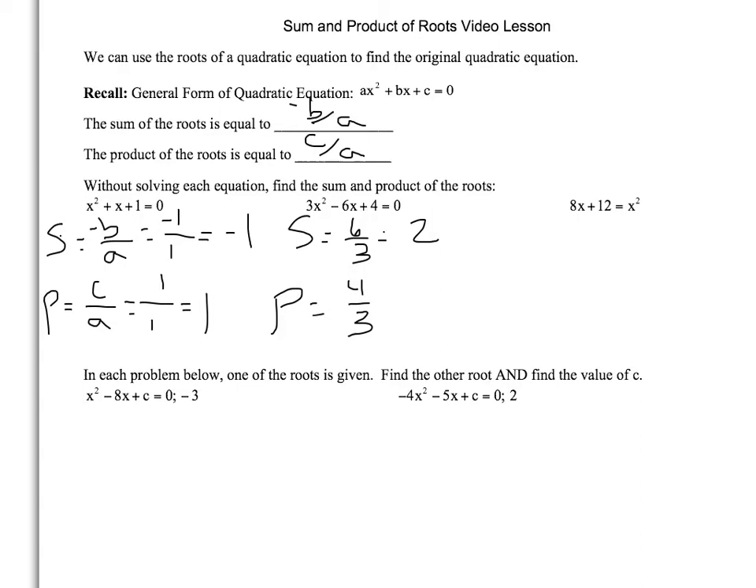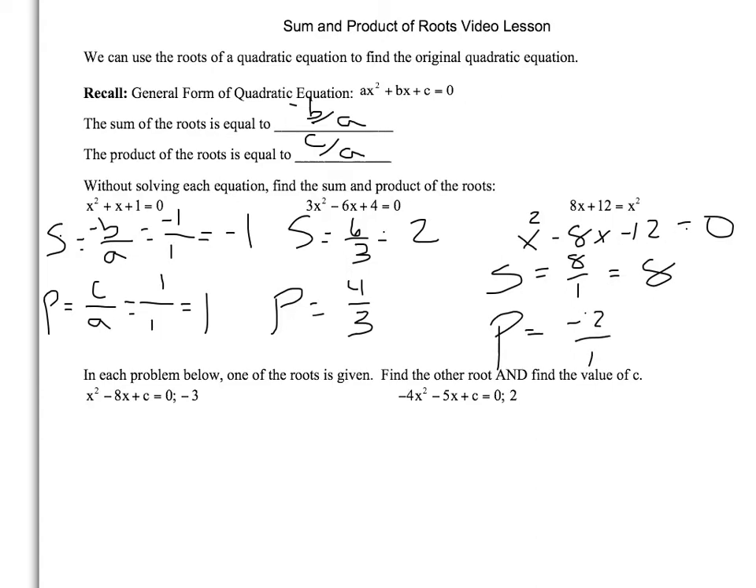This next one you have to make sure it's set equal to 0 first, so I'm going to move the 8x and the 12 to the other side, so I'll subtract the 8x, subtract the 12. Then we can find the sum using negative b over a, so it's going to be 8 over 1, which is 8. You can find the product, which is c over a, negative 12 over 1, which is negative 12. So that type's not too bad. Just make sure the equation is set equal to 0, and then use your formulas.